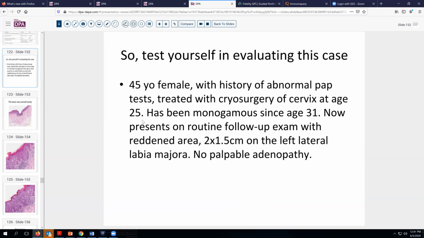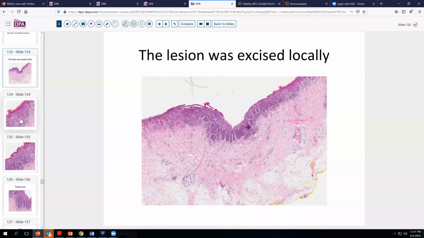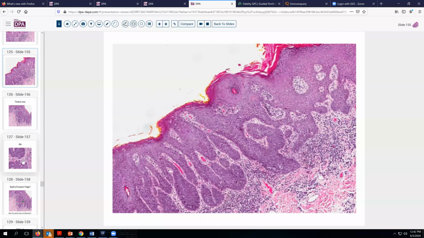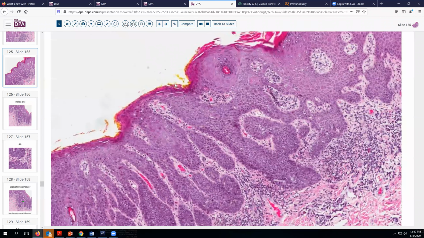I'm going to pick on somebody to see who's asleep. So here's a 45-year-old female, has an abnormal pap test, treated with cryosurgery at age 25. She's been monogamous since 31. Now she has an exam with a reddened area on the vulva that's 2 by 1.5 cm and no palpable adenopathy. Here is her lesion. As you can see, at low power, it's very blue. It's a little bit thickened. Go to higher magnification here. You can see more of that. You can see the atypia, full thickness.